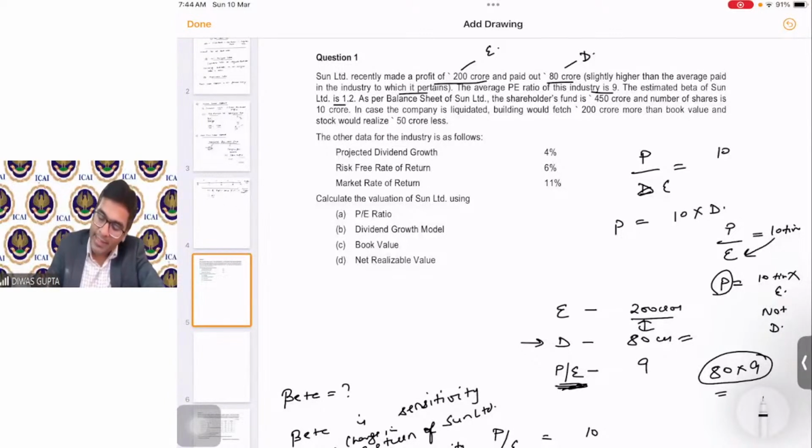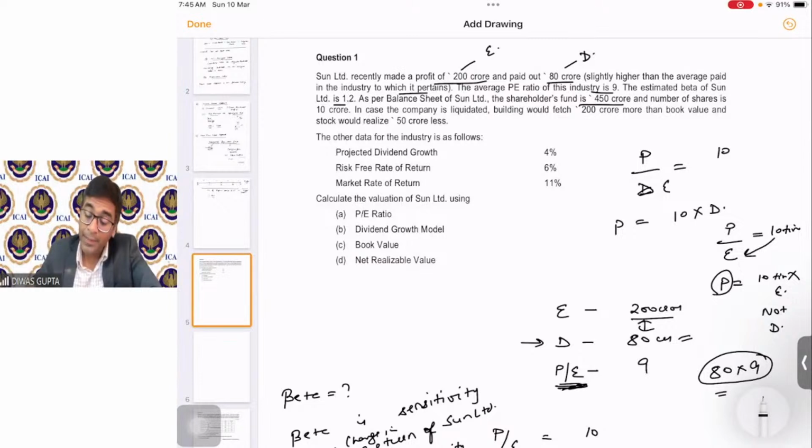Okay. The estimated beta of Sun Limited is 1.2. As per the balance sheet of Sun Limited, the shareholders fund is 450 crore. What is the shareholders fund, students? The one that is equity and other equity. Because if you see in the balance sheet, at the top it's shareholders fund, then comes the debt, then the non-current liability, then the current liability. Okay. And they've also told us that the number of shares is 10 crore.